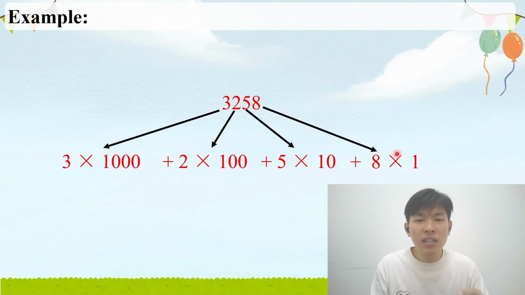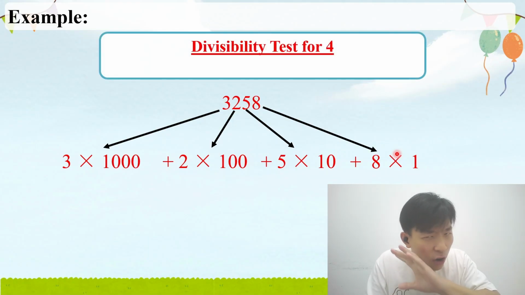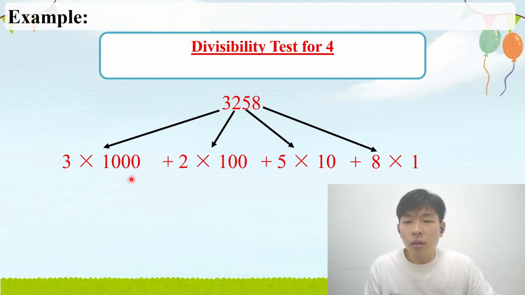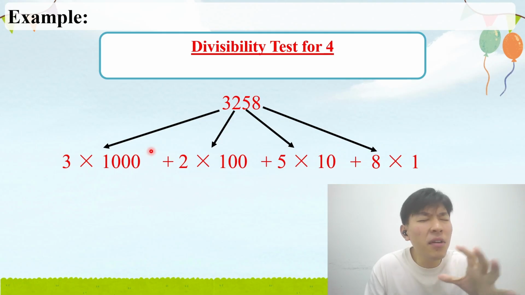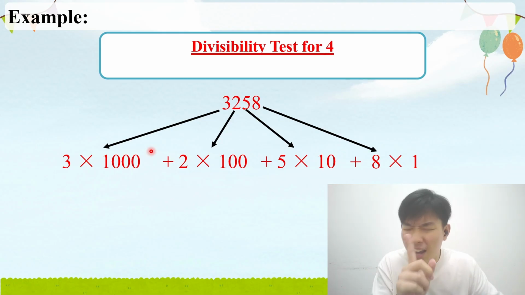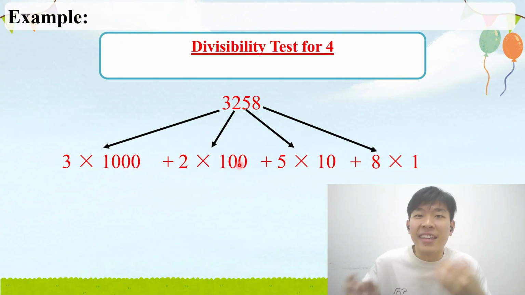Okay, now let's look at the divisibility test for 4 then. Now the logic is also very similar. Now here, let's look at this 1000. Is it divisible by 4? Now maybe 1000 divisible by 4 is a little bit hard. Never mind, let's look at 100 then. Is 100 divisible by 4? Yes, 100 is divisible by 4.